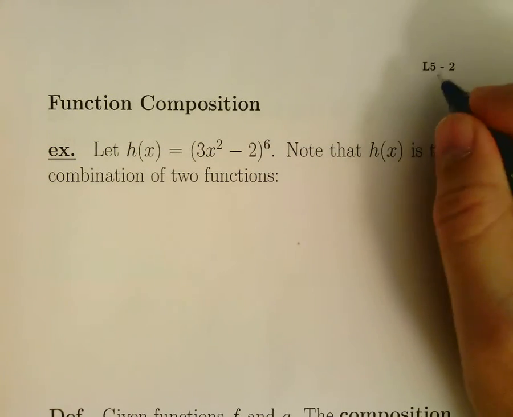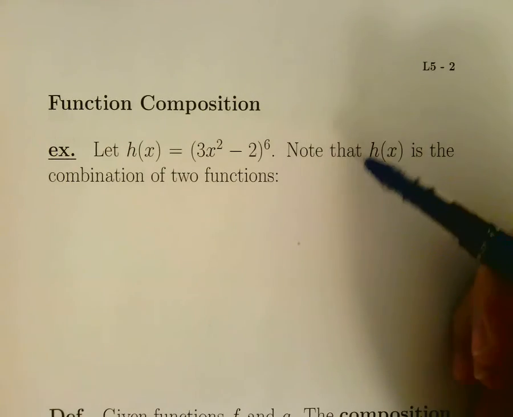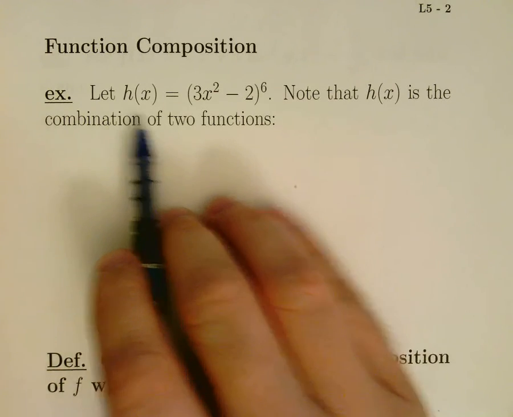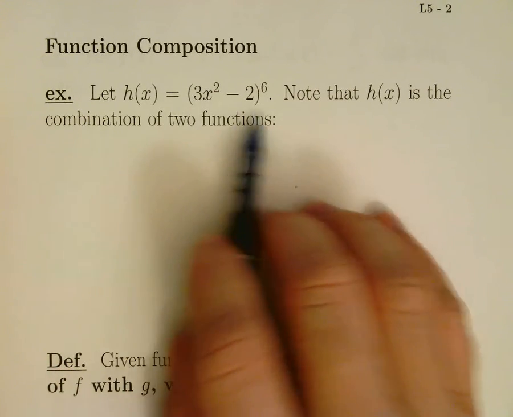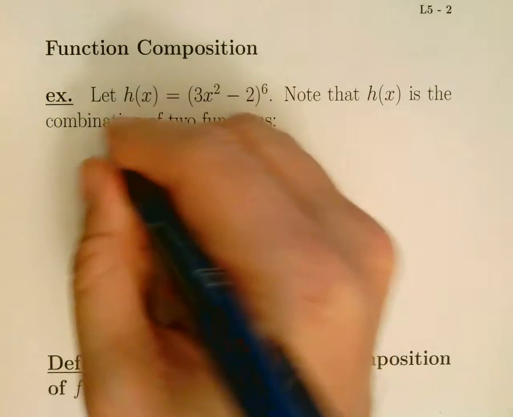Alright, this is Lecture 5, Page 2, Function Composition. Now sometimes a function can be within a function. So here's what I have. I have f of x is equal to (3x squared minus 2) raised to the 6th power. Let me rewrite this a different way real quick.